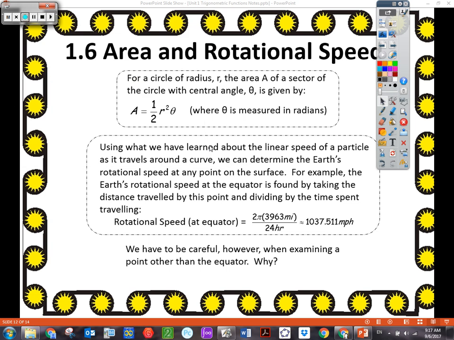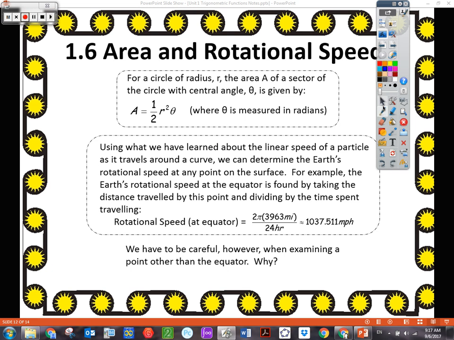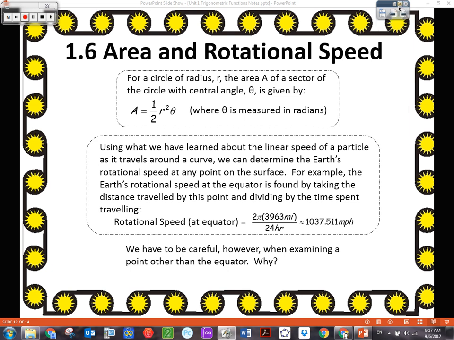Okay, so let's take a look at today's lesson. We're going to be looking at area and rotational speed, a couple of different concepts for us. First of all, let's talk about area.